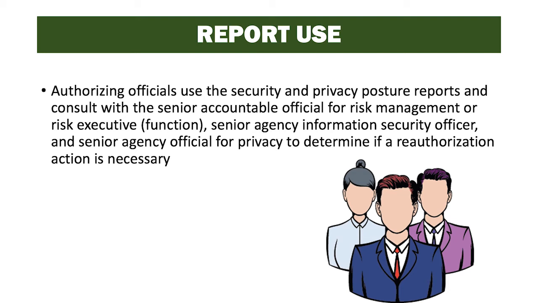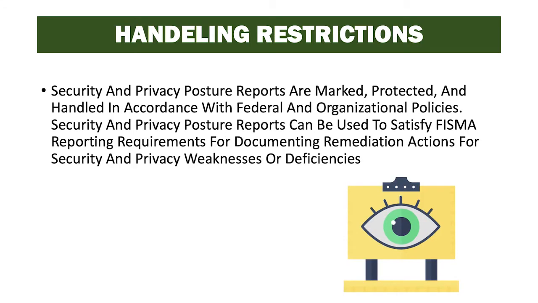Authorizing officials use the security and privacy posture reports and consult with the senior accountable official for risk management or risk executive function, the senior agency information security officer, and the senior agency official for privacy to determine if reauthorization actions are necessary. Again, just like we did earlier, the AO is going to consult with these individuals and determine if the system introduces too much risk, and if it does, maybe it goes back to reauthorization, or maybe they see it is okay and it doesn't increase the risk level of the organization, and they can just reauthorize the system without going through the authorization process again.